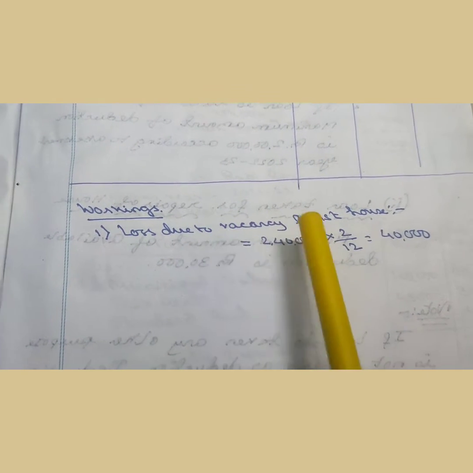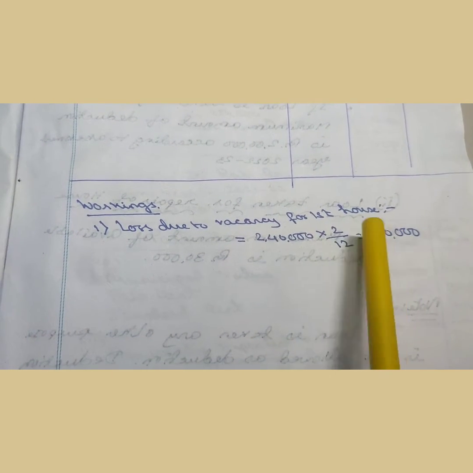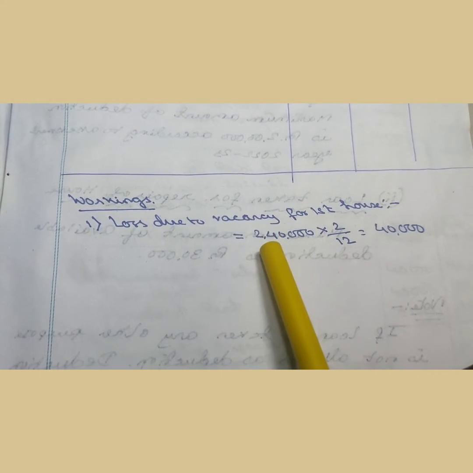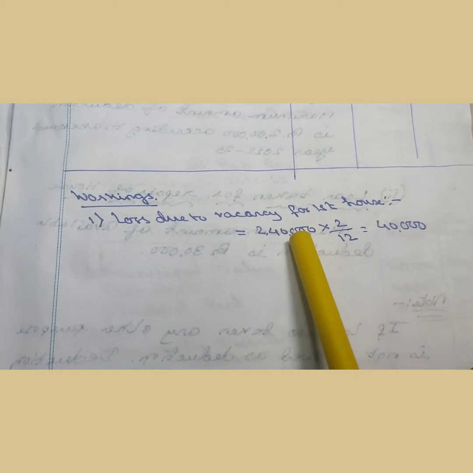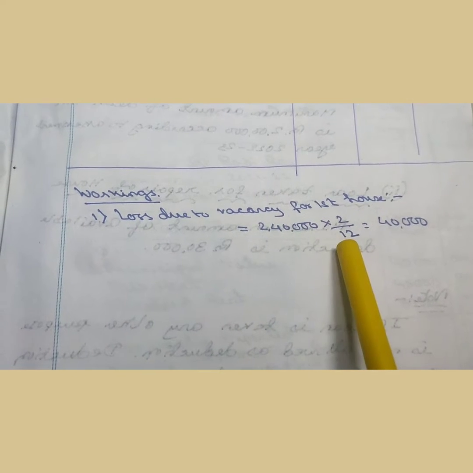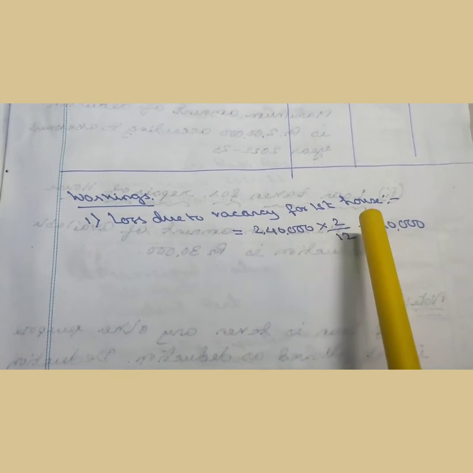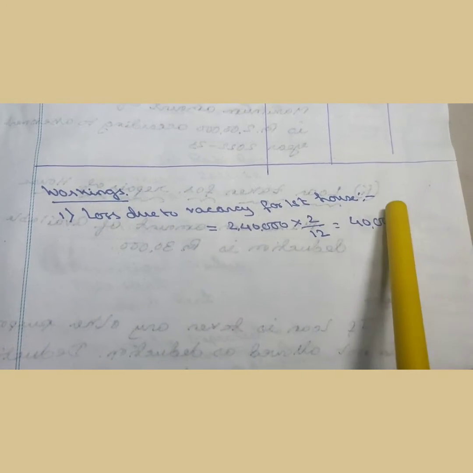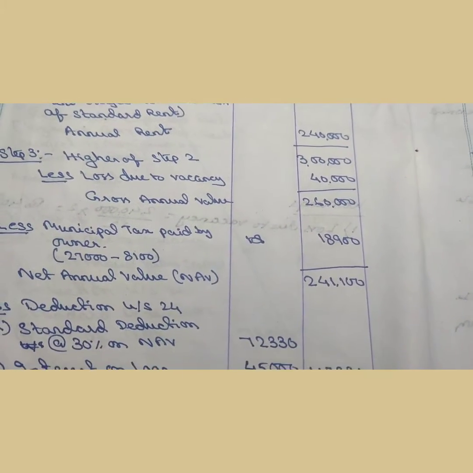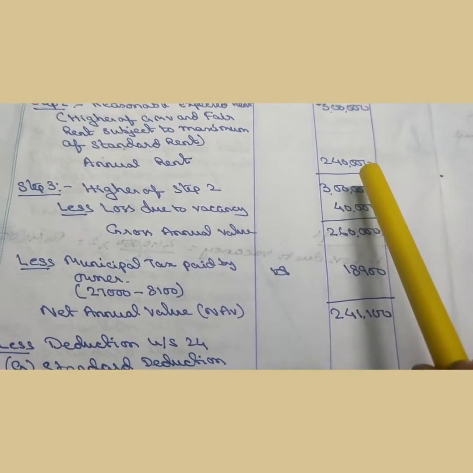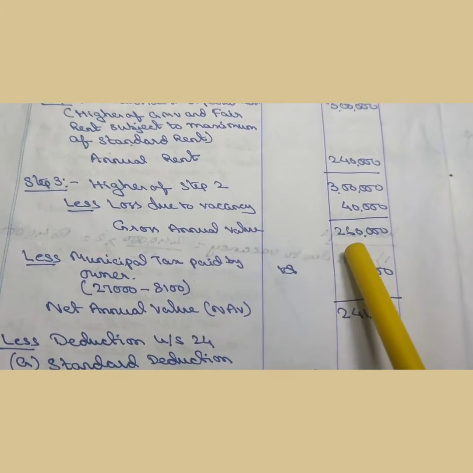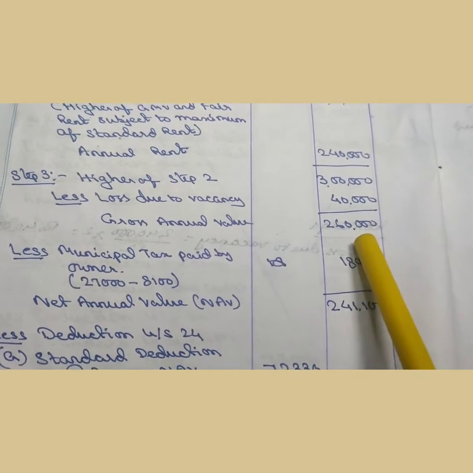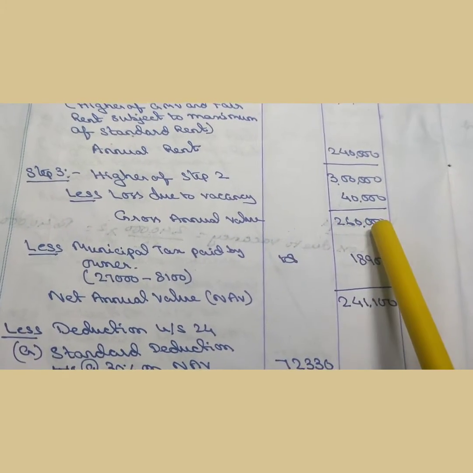Now what is loss due to vacancy? Loss due to vacancy for first house, total annual rent is rupees 2,40,000. This is for 12 months period rent. So we have to divide this by 12 to get 1 month's rent, and vacancy period is 2. So multiplying by 2, we get rupees 40,000 as loss due to vacancy. Now we have to reduce this 40,000 from step 3 and we get the gross annual value of rupees 2,60,000. This is the gross annual value.